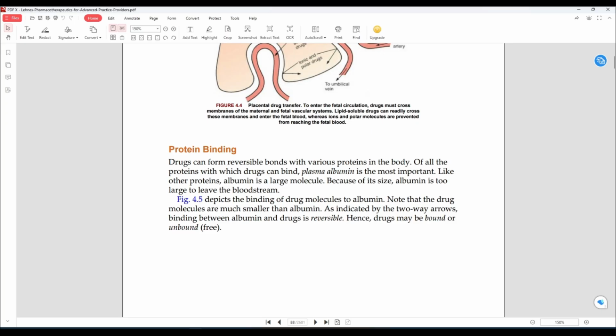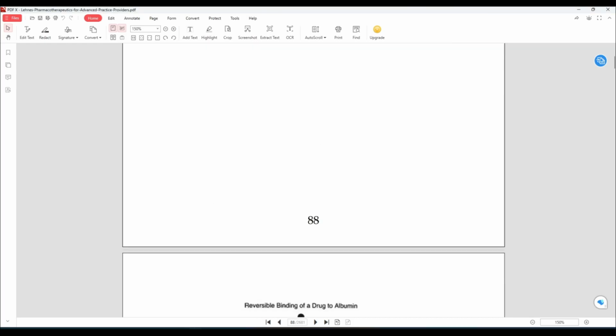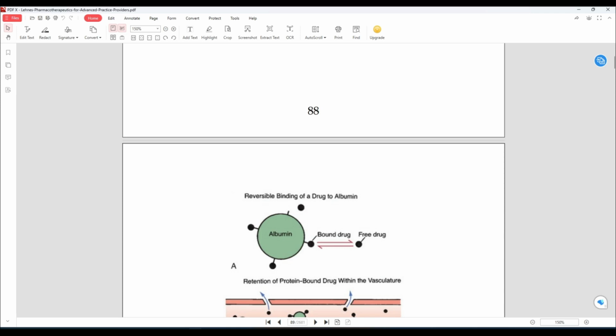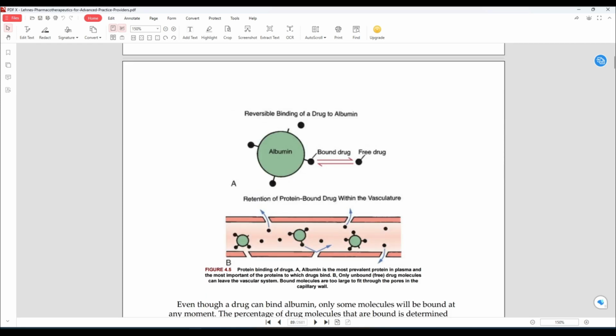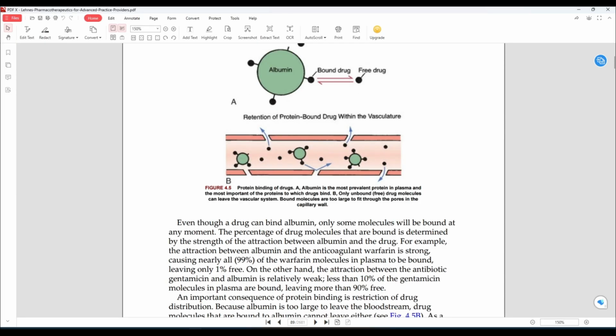Note that the drug molecules are much smaller than albumin, as indicated by the two-way arrows. Binding between albumin and drugs is reversible. Hence, drugs may be bound or unbound. So here you're taking a look at the albumin and the free drug. Even though a drug can bind albumin, only some molecules will be bound at any moment.